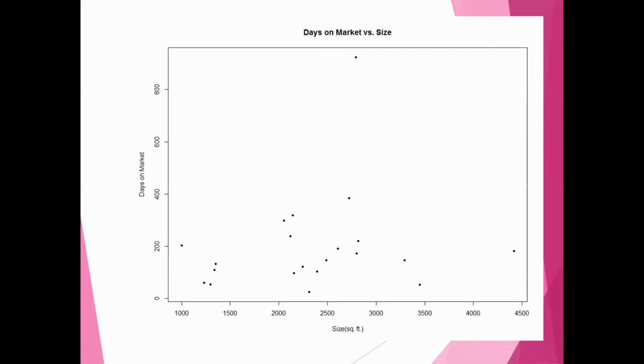On the other hand, here's a scatter plot showing size versus how long the house has been on the market for those same homes, and there's no particular relationship here. It's just all muddy. You've got small homes that have been on the market for 200 days. You've got mid-sized homes that have been on the market for 200 days, and you've got the big home has been on the market for 200 days. Nothing going on here.